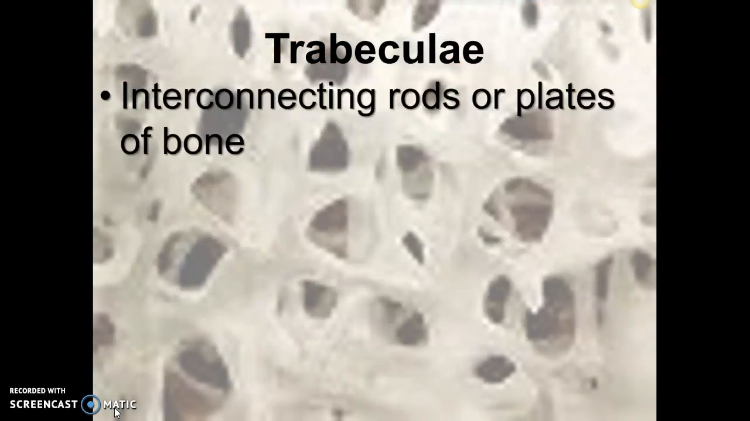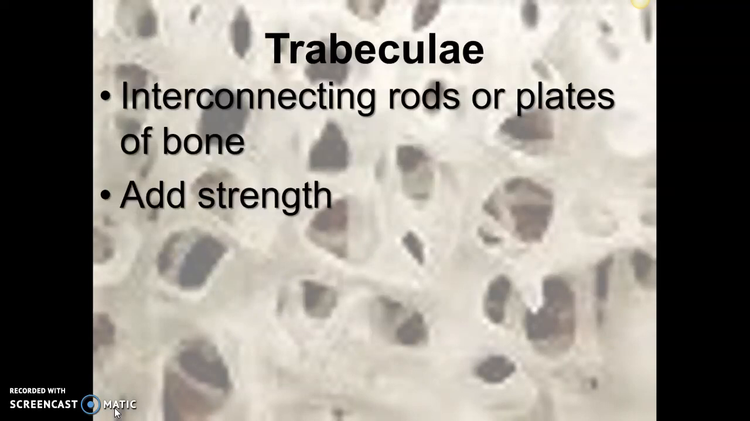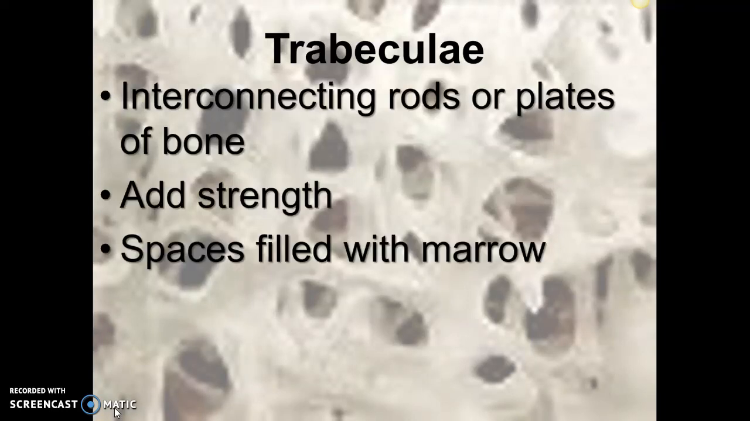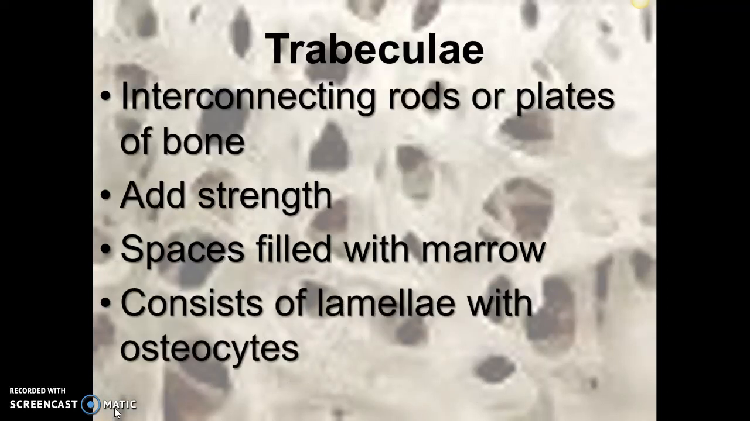And they do make the bone lighter and allow for more room to put marrow in there, mainly your red marrow, which makes red blood cells. In physics, you find out that the tensile strength of a hollow tube is more than a solid tube. It just has more tensile strength. It's stronger. And the spaces are filled with red marrow to make red blood cells.